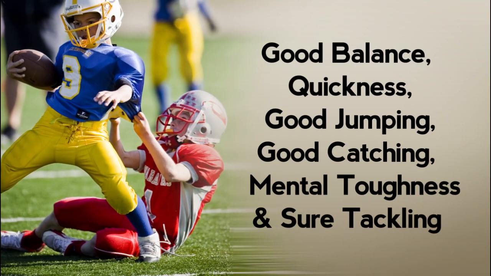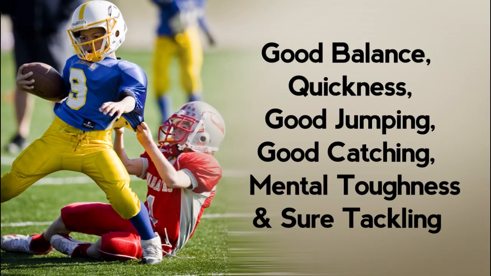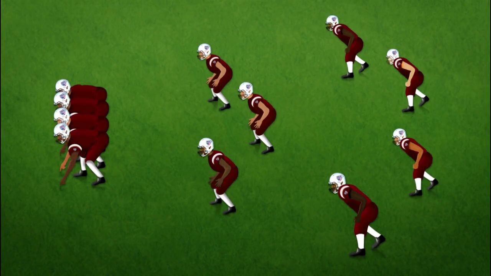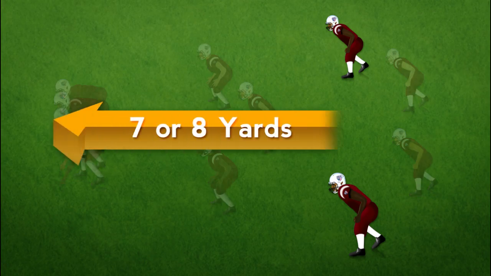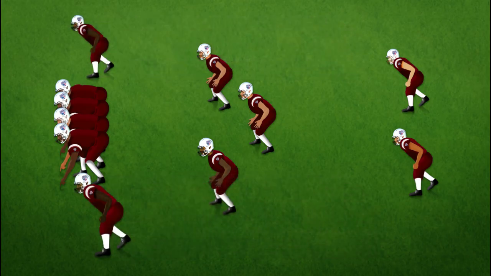The defensive backs need good balance, quickness when changing direction, good jumping and catching ability, mental toughness, and sure tackling ability. The 2 corners in either a 3 or 4-man defensive backfield will usually line up 7 or 8 yards off the line of scrimmage and just inside or outside of the outside receiver on their side of the offensive formation, based on the defense being run on that play. The 2 corners can move up on the line of scrimmage in front of the receiver or play off only 5 yards, again based on the defense called.